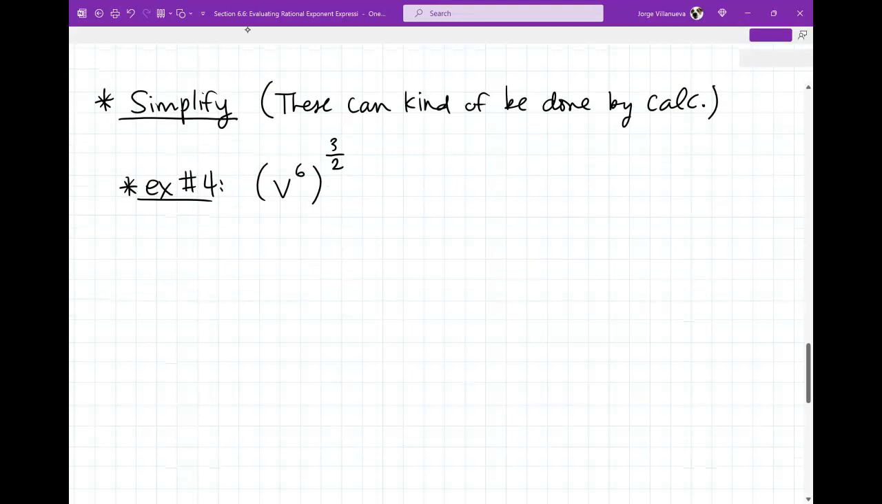All right, last three examples. So this one says simplify. These can kind of be done by calculator. Example 4 cannot be done with a calculator. When I say kind of, it's because there's going to be a number and a letter. But right now it's just a letter.